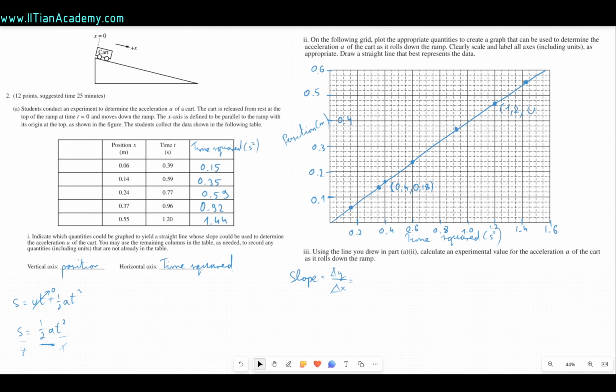comma approximately 0.48. So our change in y over change in x is 0.48 minus 0.18 divided by 1.2 minus 0.4, which will give us a slope of 0.375 meters per second squared. However, this is not our acceleration yet because, as we've seen at the start of the question, s is equal to 1/2 at squared. Therefore, our slope is equal to 1/2 a. Therefore, for a, we still need to double this value, which will give us approximately 0.75 meters per second squared.